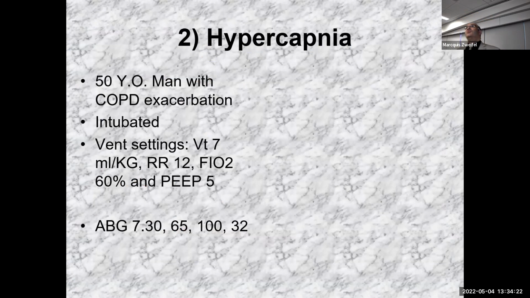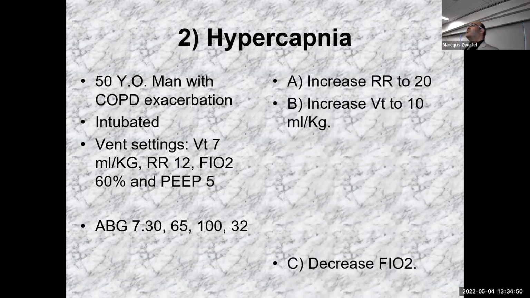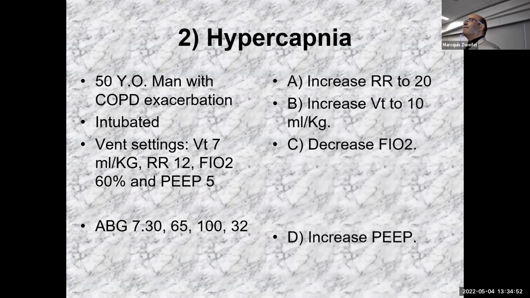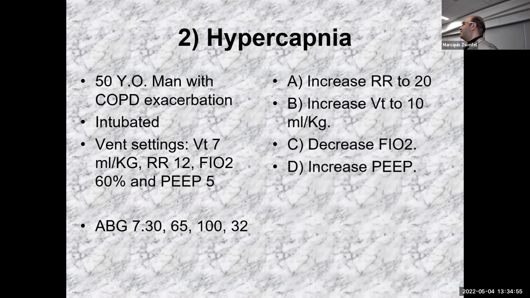Okay, hypercarbia. A 50-year-old man with COPD exacerbation, intubated. Vent settings, I will answer your question: 7 ml per kg ideal body weight, respiratory rate 12, FiO2 60%, and PEEP of 5. ABG 7.30, 65, 132. What you don't like in this ABG? Carbon dioxide is 65, right? And this is causing your pH to be low. What can you do? I will give you options that may help your carbon dioxide wash. Which one you think will help? You can pick more than one answer if you want.